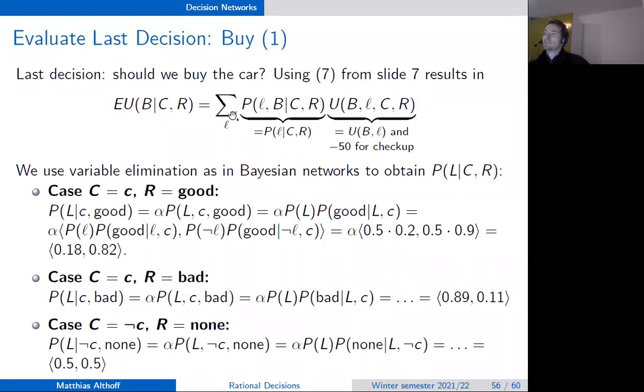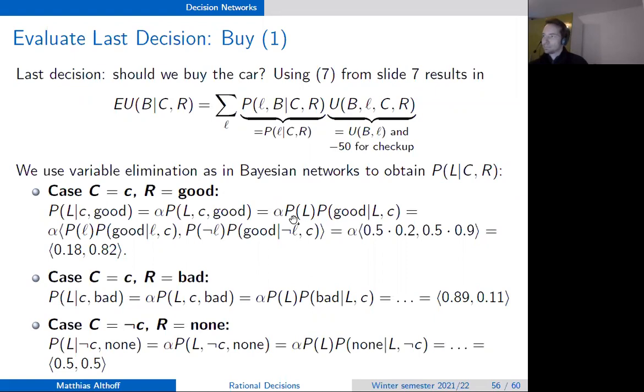Okay, so now we have to compute all the cases. So the case could be we perform the checkup and the report is good. So we want to have here this conditional probability of L given C and R, which can be obtained by normalizing the joint probability as we know from previous lectures.